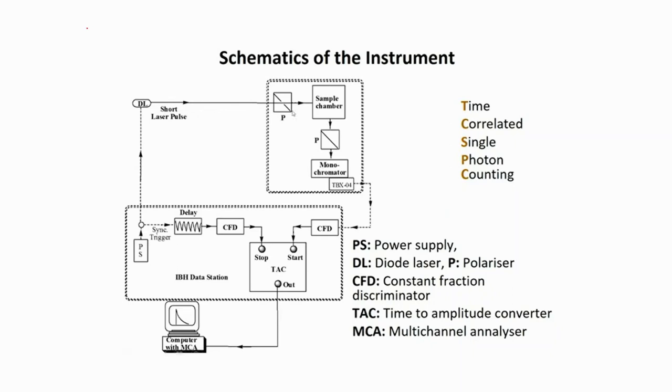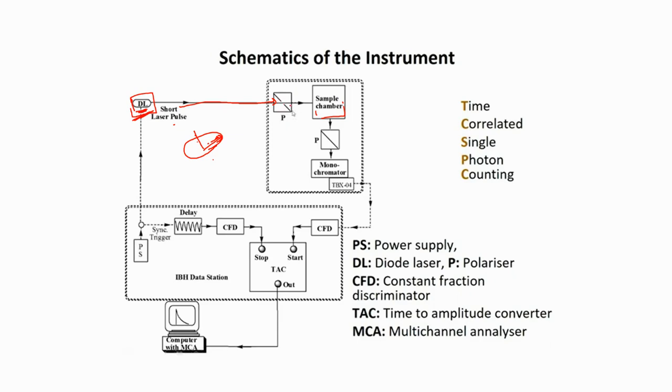Initially, this is your laser source, and DL stands for the diode laser, which is used as the source and gives a short laser pulse. This laser pulse moves to the polarizer, and then this polarized light moves to the sample chamber. Now this short laser pulse given by the diode laser is elliptical, which has right and left circularly polarized components that are not equal in intensity, and that's why it is elliptical.